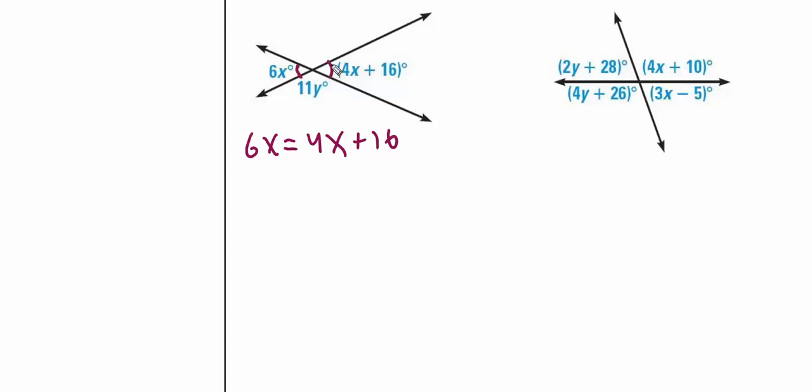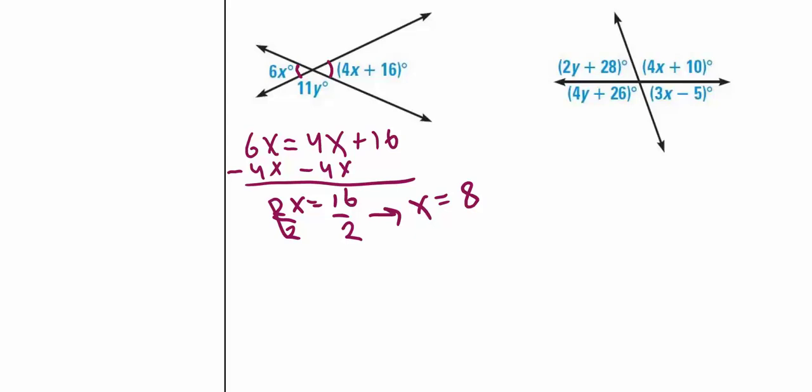In this case, I'm working with two angles that are across from each other, and so they're equal to each other. I'm going to move this 4x to this side. I get 2x equals 16, and I get x equals 4. JK, x equals 8. Okay, so this is 8.